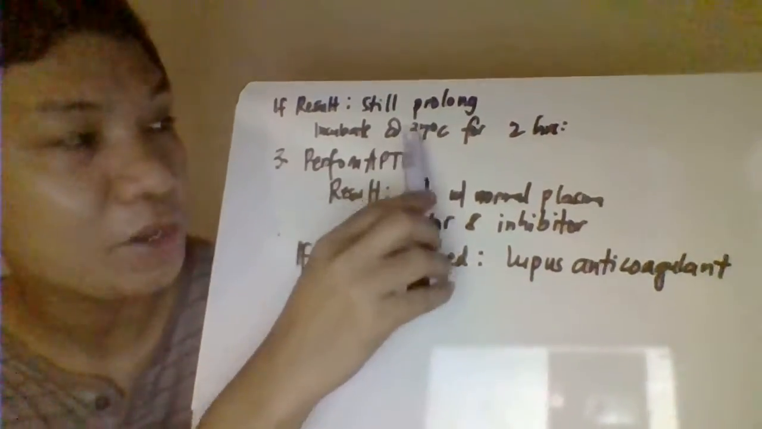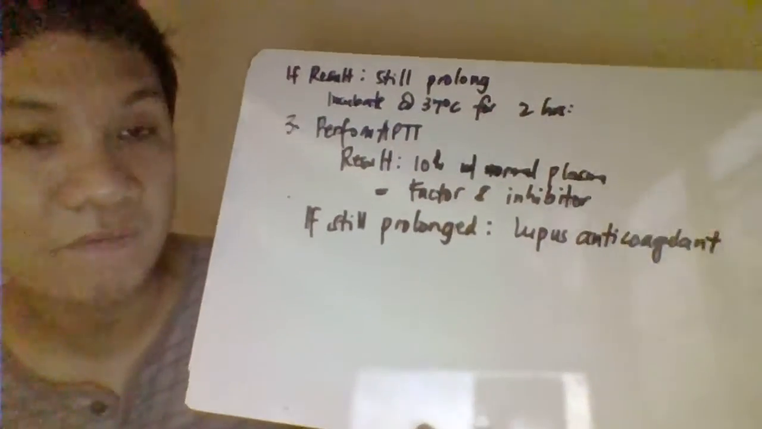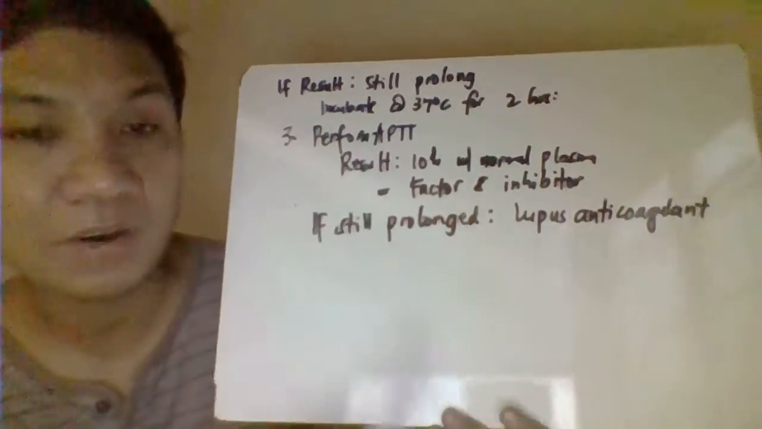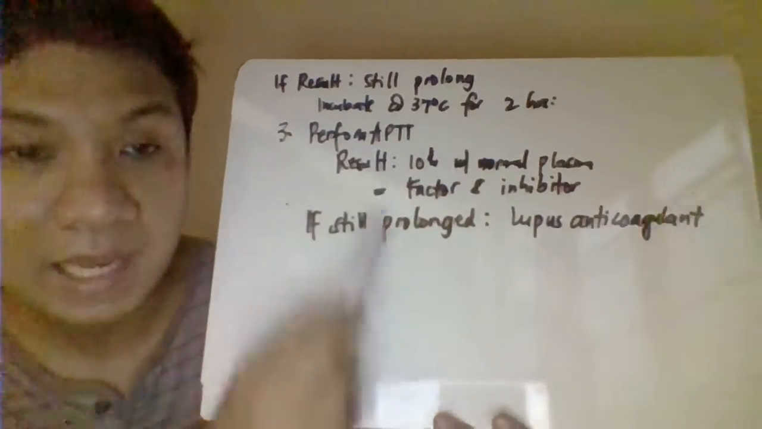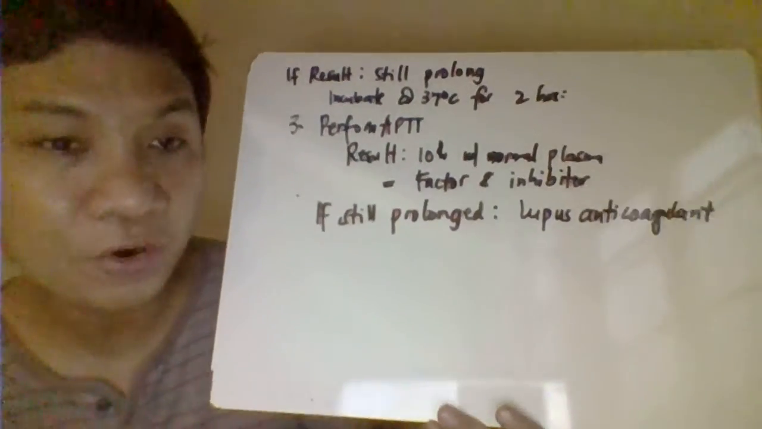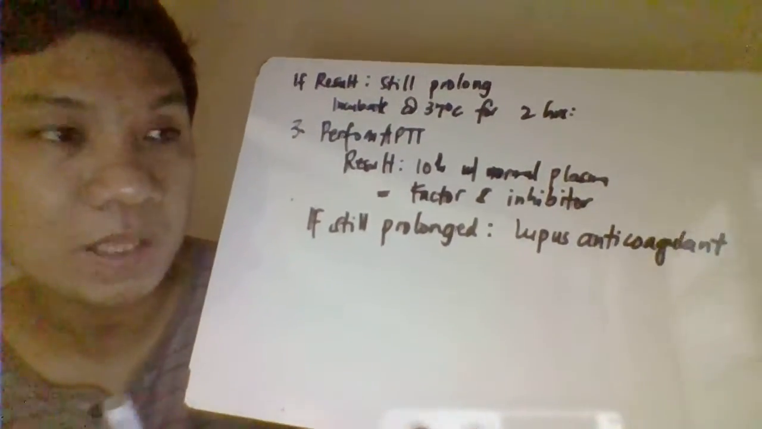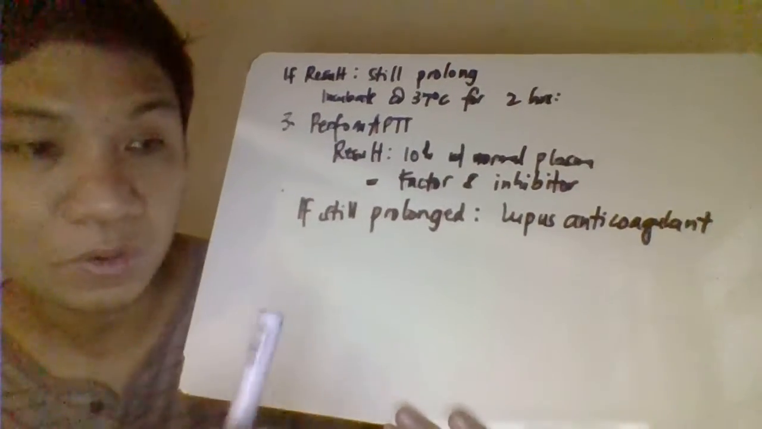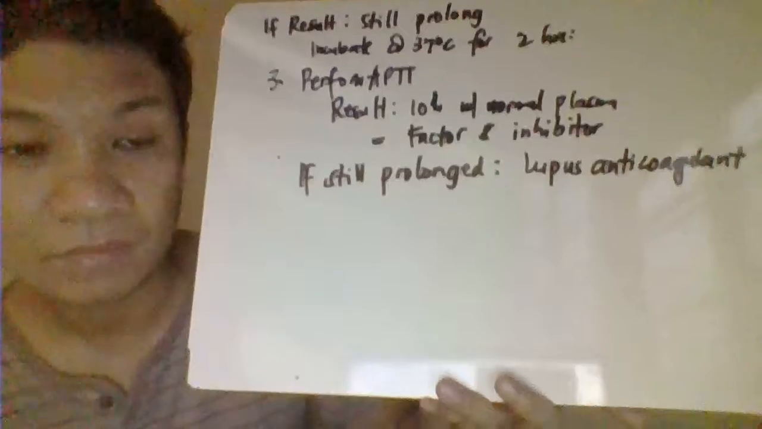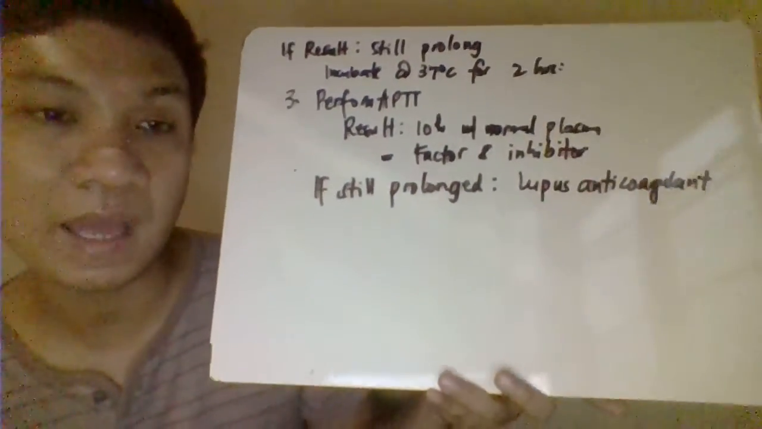Okay, gagawin mo, mag-incubate ka, incubate mo ang mix na plasma ng patient natin with normal plasma, 37 degrees Celsius for 2 hours. After incubation, perform again your APTT. Pag nag-normal na siya after incubation, that's your factor 8 inhibitor. Ngayon, pag hindi pa rin siya na correct, nag-normalize, even if you try to incubate at 37 degrees Celsius, so that's already your lupus anticoagulant. Kahit anong gawin mo, hindi siya nako-correct. So that will identify our lupus anticoagulant produced from someone na may SLE.